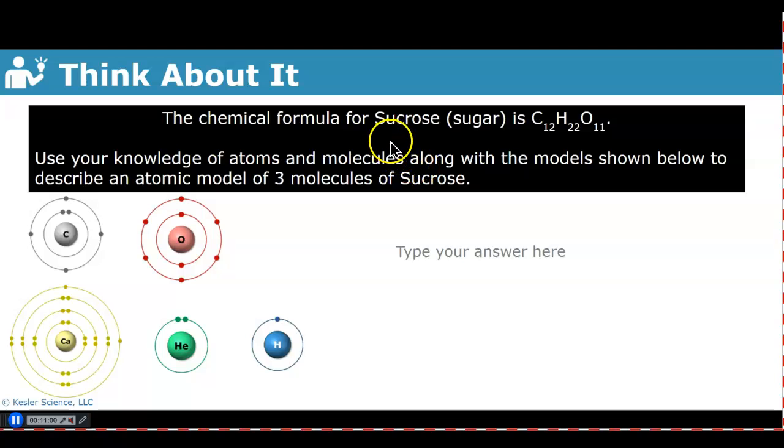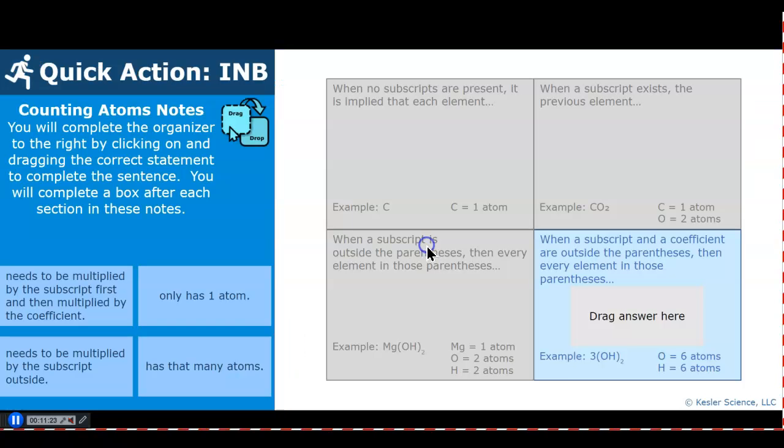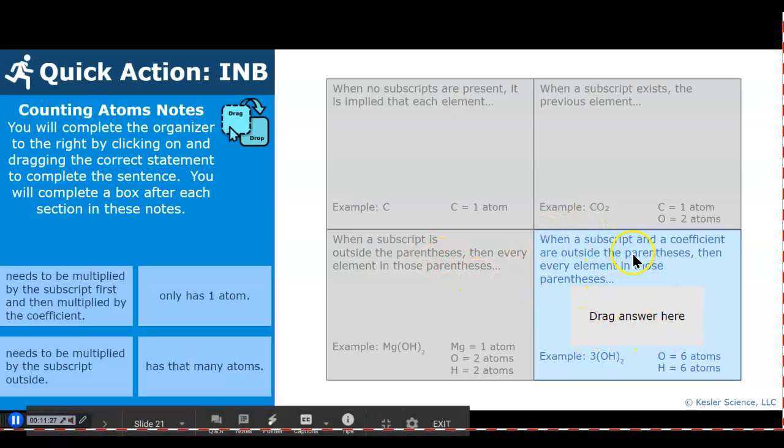Okay. The chemical formula for sucrose is C12H22O11. So with your knowledge of atoms and molecules, along with these models that we're seeing here, describe an atomic model of 3 molecules of sucrose. What would be involved in that? How many of each atom will we have? Now you're going to drag and drop the correct answer for this question from one of these.